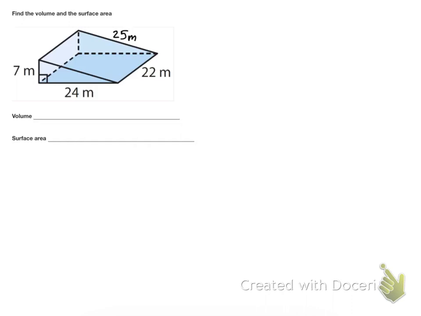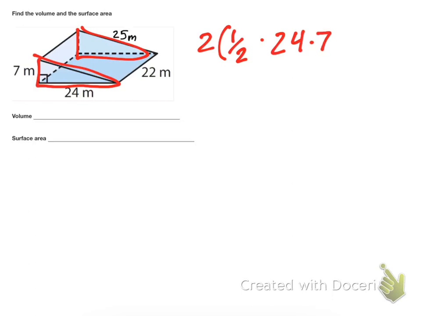So I want to find each side. We got these 2 identical triangle sides. So our 2 identical triangles, that's what you should think of. And a triangle is going to be 1/2. Triangle's 1/2. Then we got 24 times 7, right?